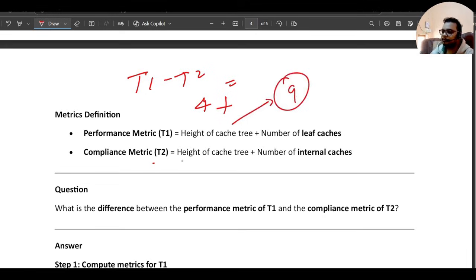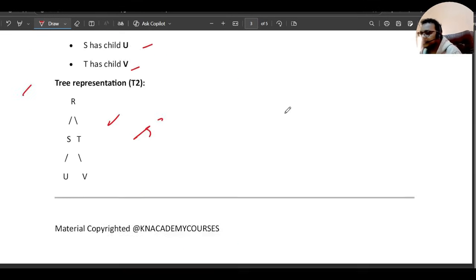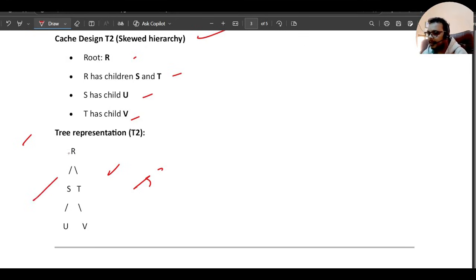Now we need to compute the value of T2, the height of the cache tree plus the number of internal caches. What is the height of this one? Which is 3: R to S, S to U.